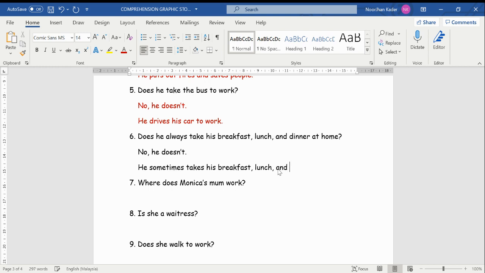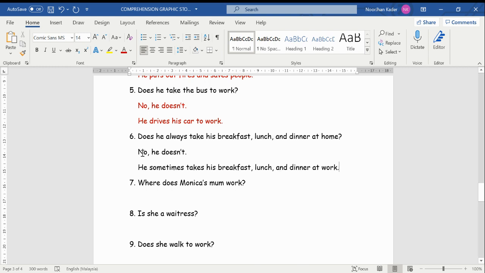and don't forget your commas and also your capital letters. That's why you need to always check, because if you don't put a full stop, that means you're not stopping the sentence. So you have to take note of all that when you write the answers. So: he sometimes takes his breakfast, lunch and dinner at work. We have already refuted the question saying that he always takes breakfast, lunch and dinner at home. So we refute by saying no, he doesn't. Then we explain. But if it's yes, he does, then you need no explanation.